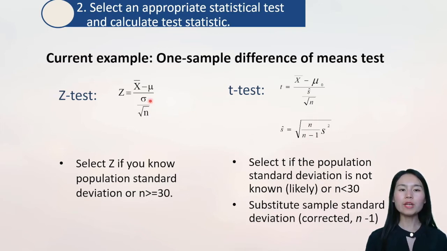And these are the equations for the z-test and t-test. Because in the t-test, we don't know the population standard deviation, so we estimate it through the sample standard deviation.